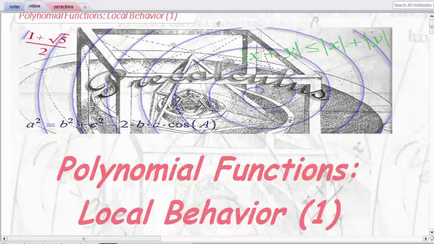In this lecture and the next, we're going to be looking at the local behavior of polynomial functions. More precisely, we're going to be looking at the behavior of the graph of a polynomial function around its x-intercepts. Let's begin with a definition.